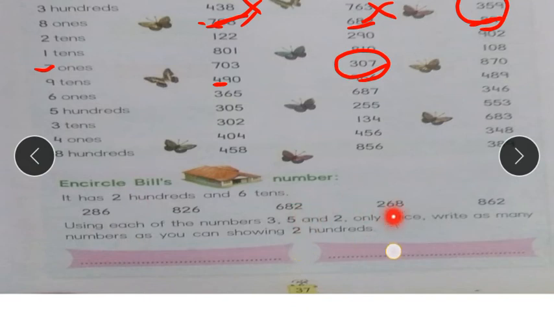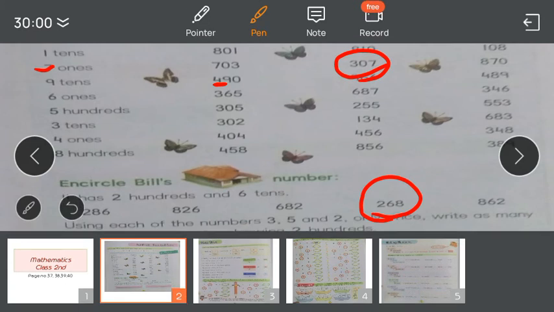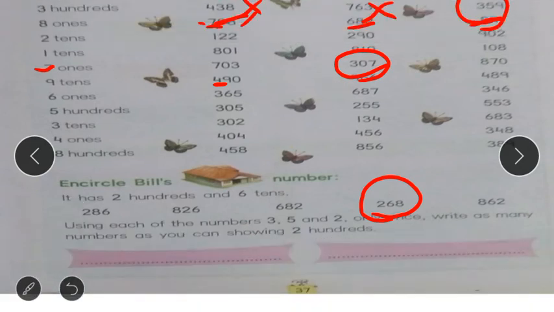Now look at this. 2 is in hundreds place, and 6 is in tens place also. 6 should be in tens place. So this is Bill's house number. So you have to take out your pencil and encircle this number. This is Bill's house number. Clear? Now look at another question.